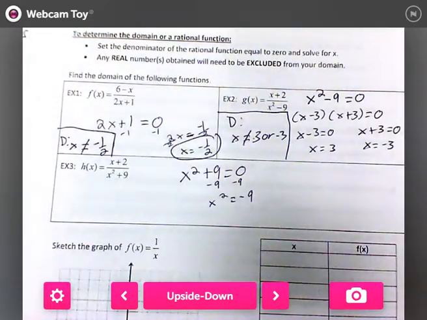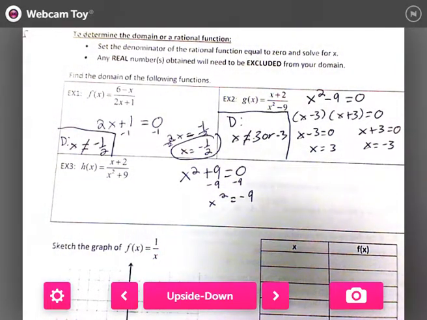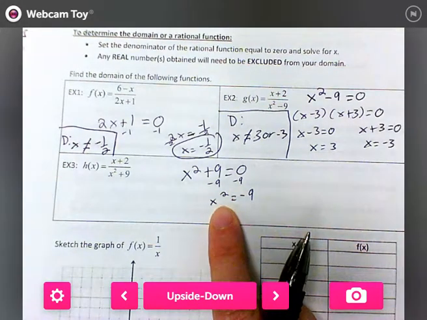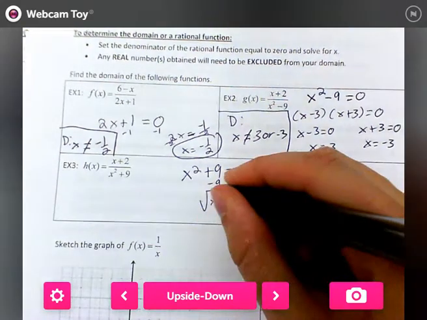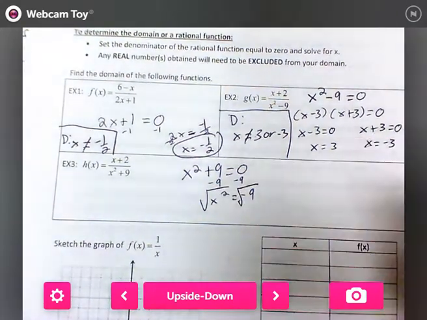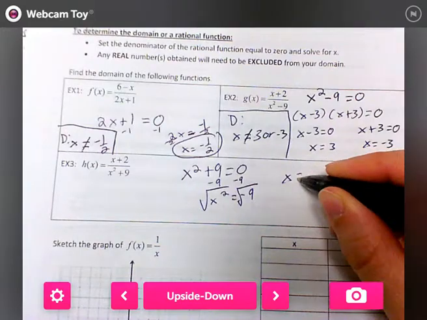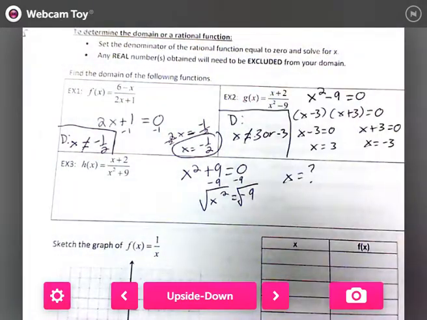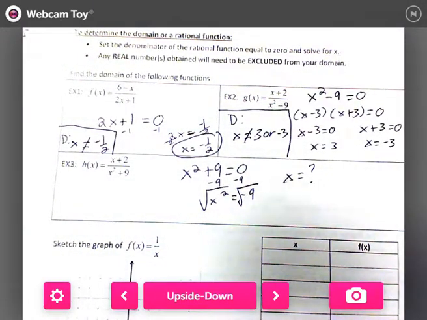And then what do I do now? How do I get x by itself? I've got that squared. How do I get rid of a squared? Square root. Okay. So the problem is we can't take the square root of a negative number.